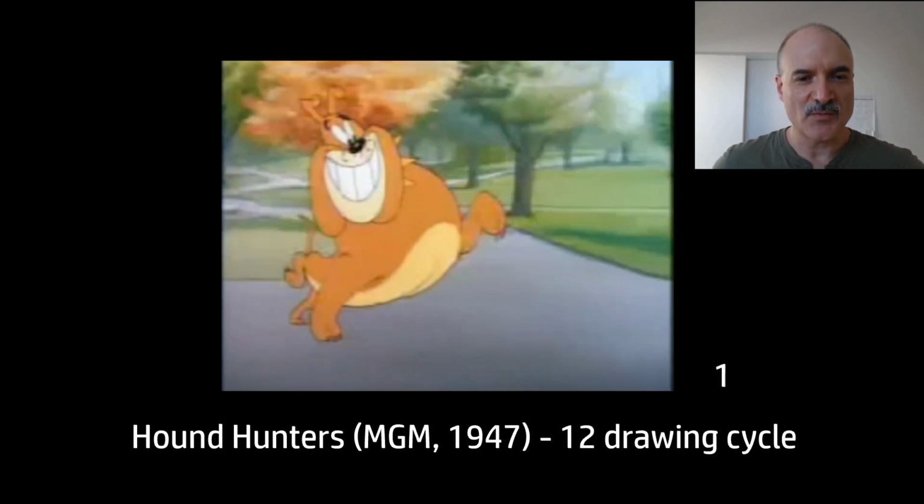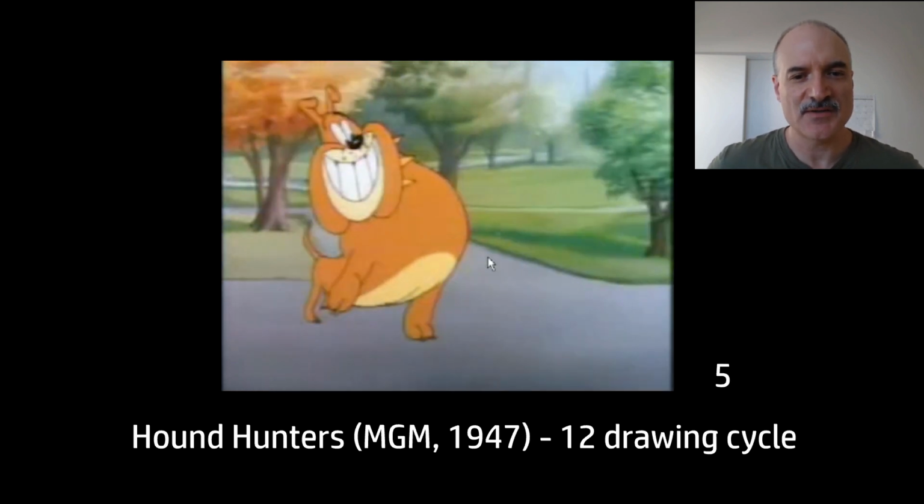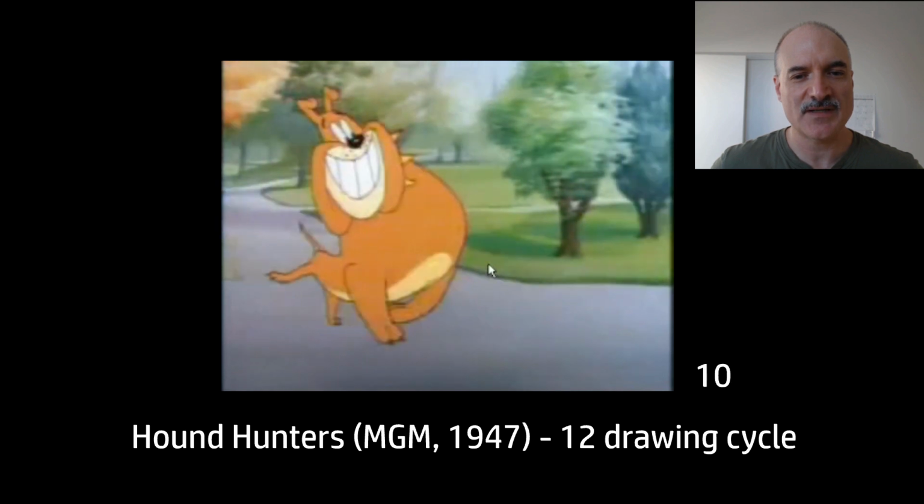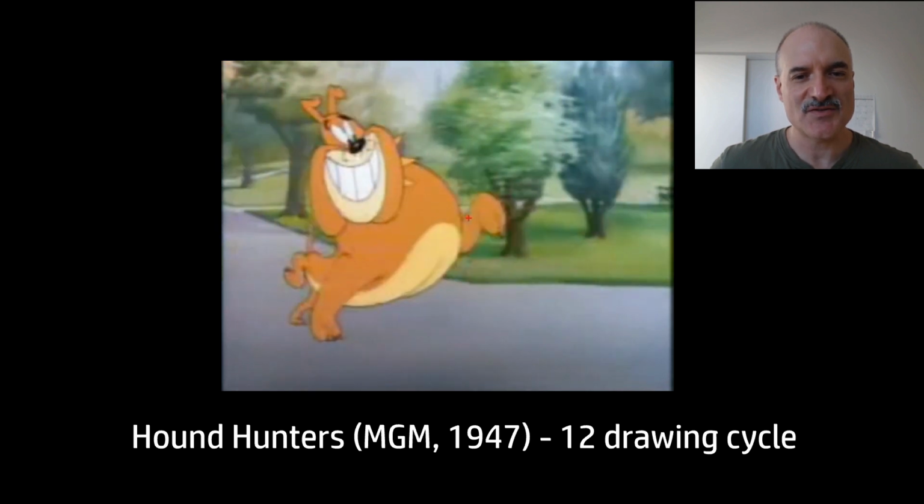Here again, now we've got a 12 drawing cycle with Hound Hunters. Exactly the same position for the character. It's just the background that's moving. The character is walking along, one foot down, the next foot down, getting that leg up. That's the extreme of the cycle. The other leg is getting ready to push off there. That leg's all in silhouette. Some really nice drawings there.